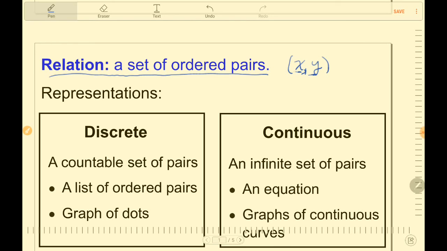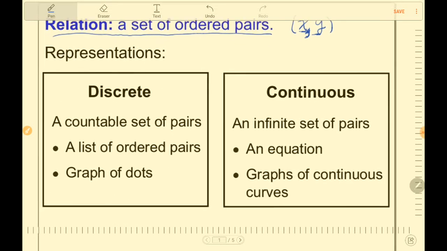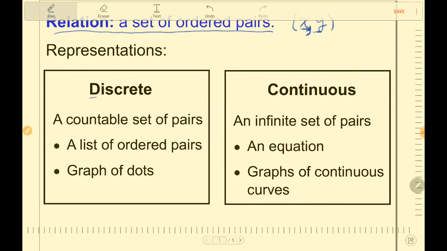And it doesn't always have to be mathematical. It can be anything where you're relating one thing to another thing. You can have a relation that is discrete, which means it is a countable set. It could be a finite set of pairs that you can just list and count, and there's only a few points. It could be countable and infinite, meaning that there are gaps in between pairs.